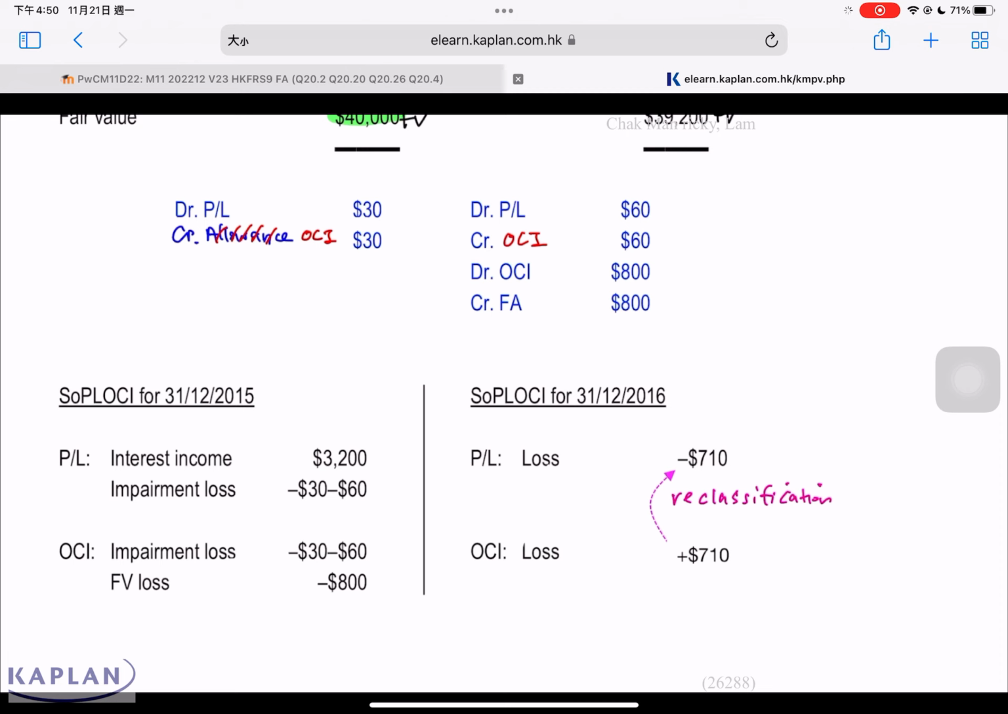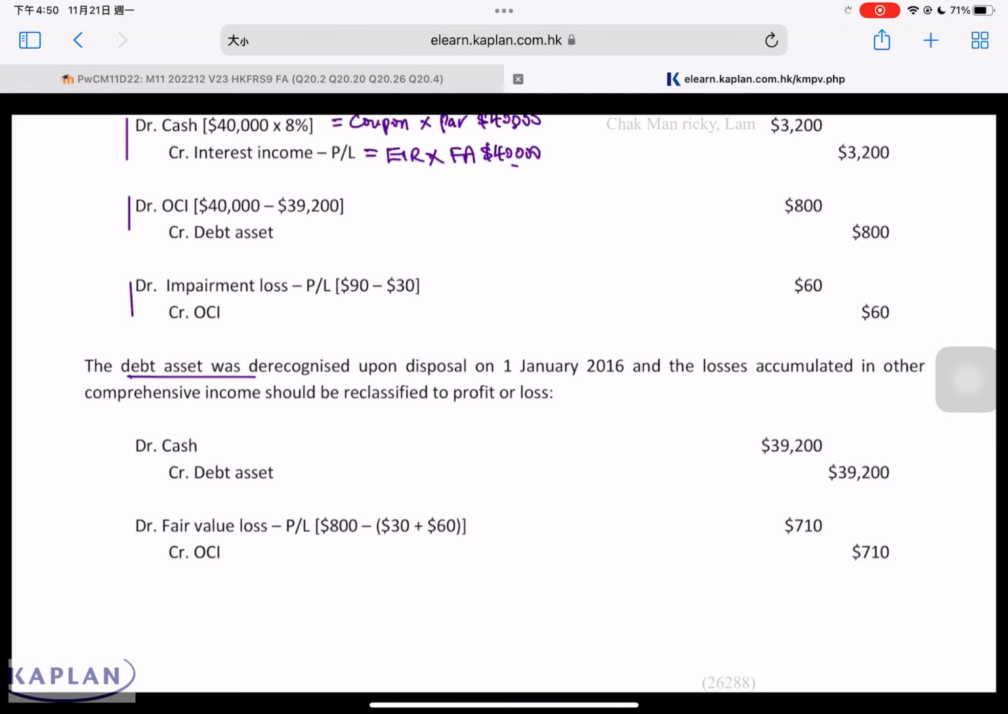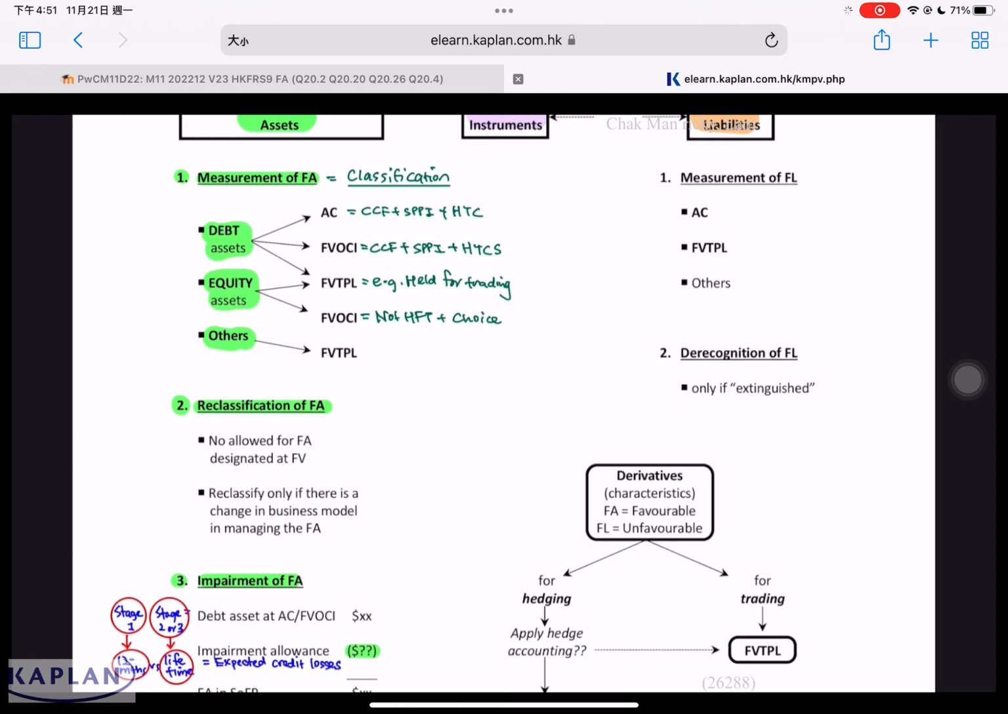Look at the suggested answer. The debt assets was derecognized on 1st Jan 2016. The losses accumulated in other comprehensive income should be reclassified to P&L. Debit cash, 39200, credit assets, 39200. And we must reclassify it from OCI back to P&L when the asset is sold, 710. That's all for this question.